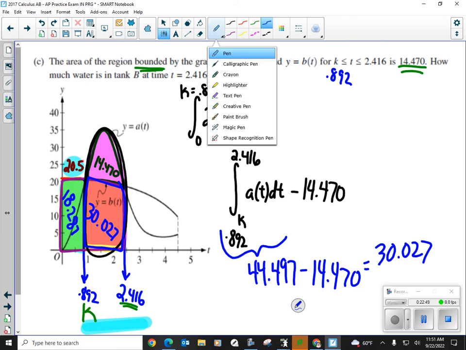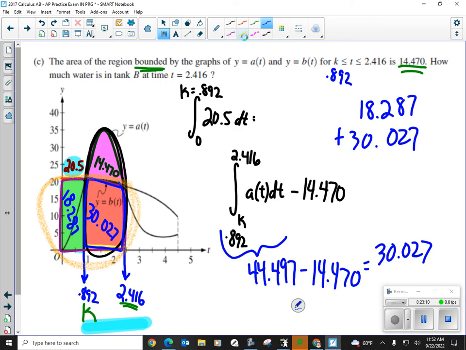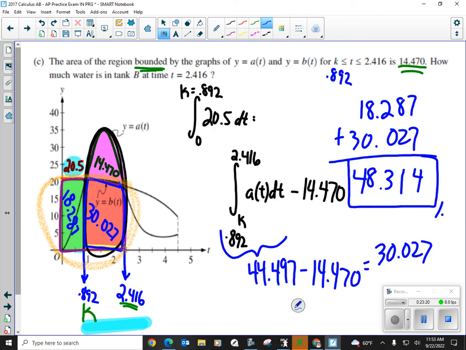Let's do something crazy. Let's do a crayon, orange crayon. Remember, we just want the area under B. I'm just going to add those two together. So I've got 18.287 plus 30.027. We get 4, 11, 3, 48 liters. I should probably put that in a calculator to double check it.